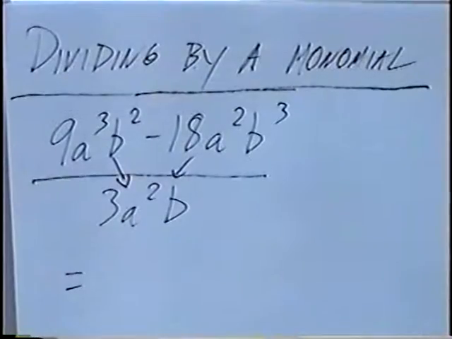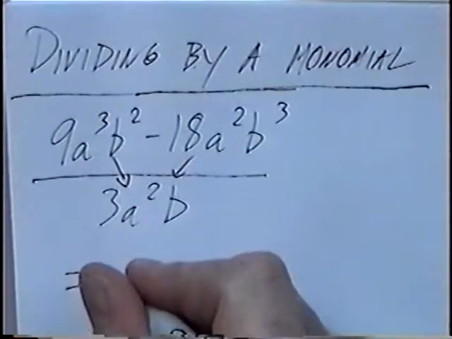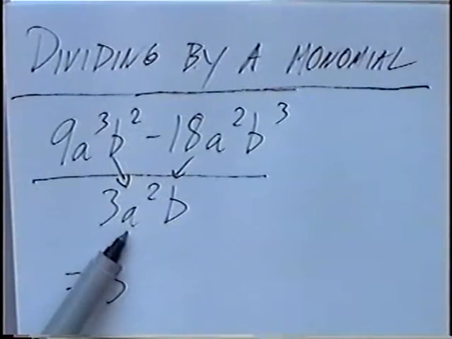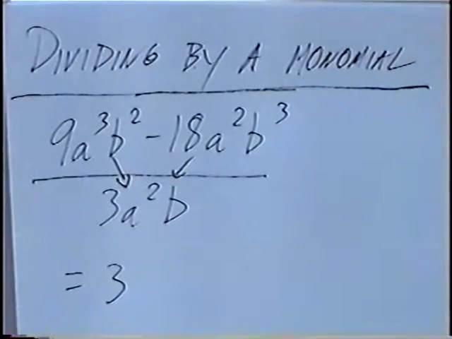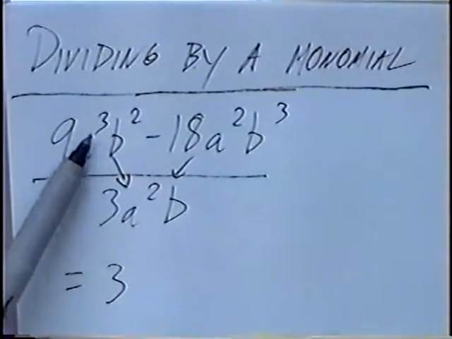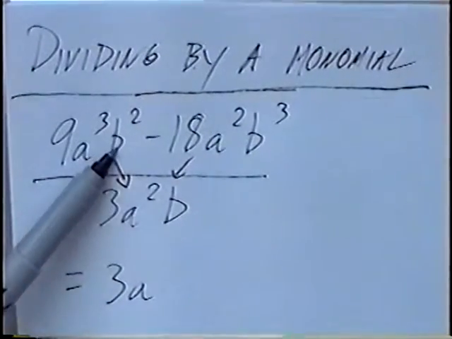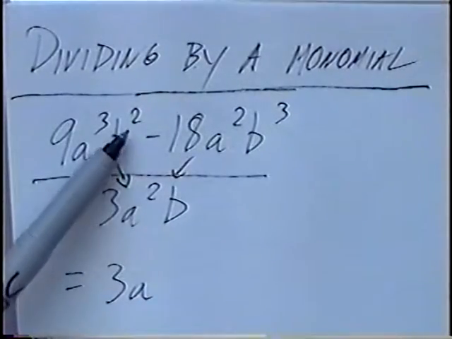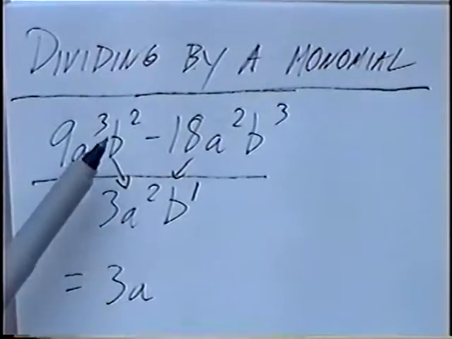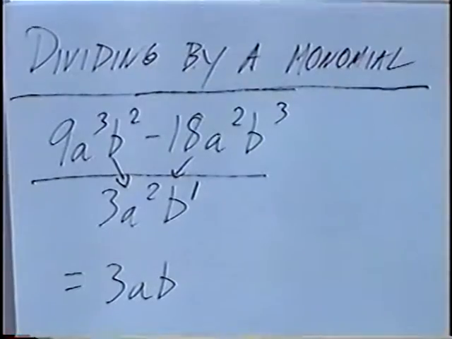Dividing this out, the first term, we can divide the coefficients, 9 divided by 3, which would be 3. A cubed divided by a squared. If you remember in previous sections, when we divide like bases, we'll subtract the exponents, 3 minus 2, which would be a. And b squared divided by b, subtracting the exponents. If you want to, b can be b to the first. 2 minus 1 would also be 1. So our first term will have 3ab.